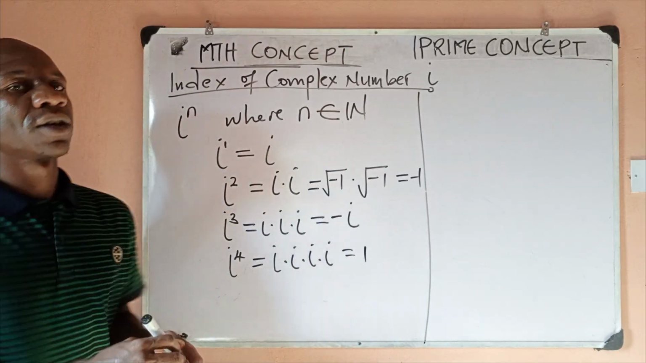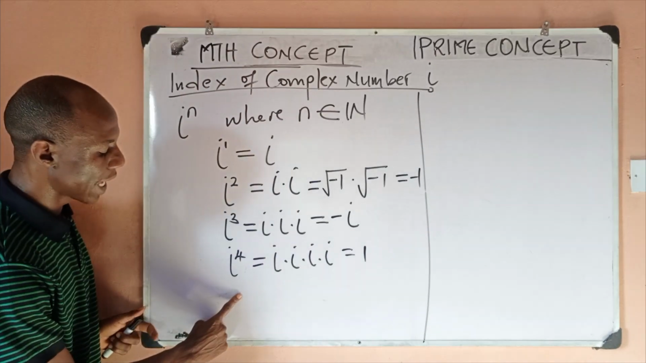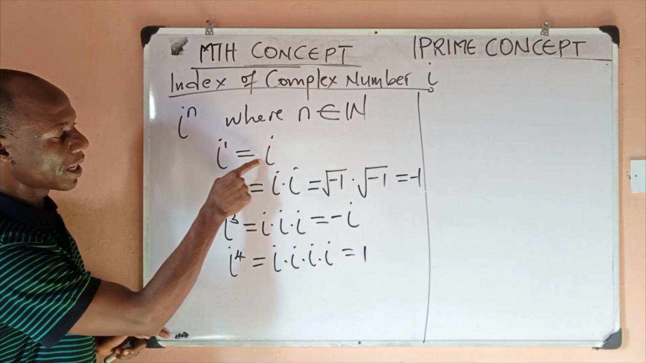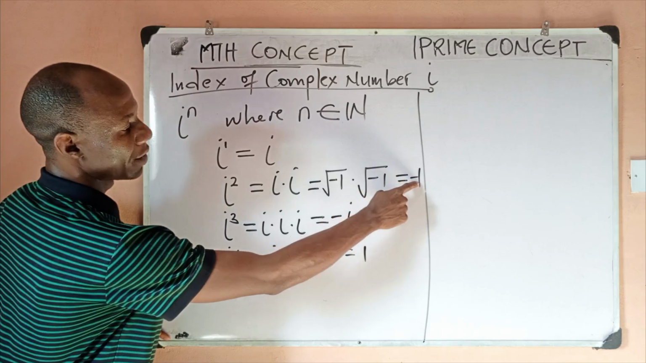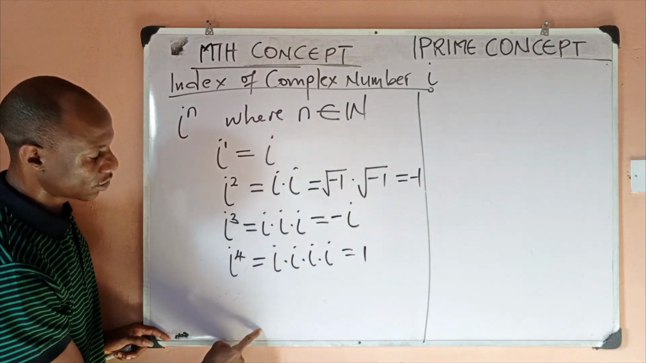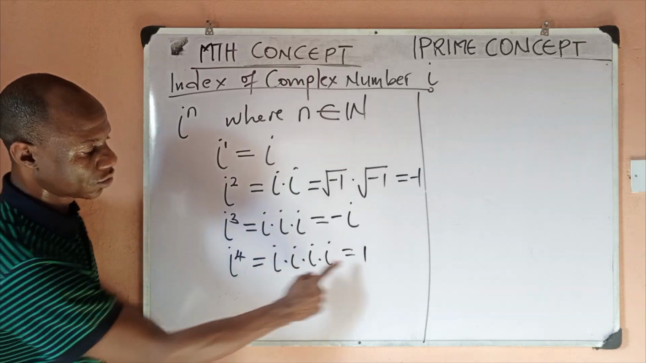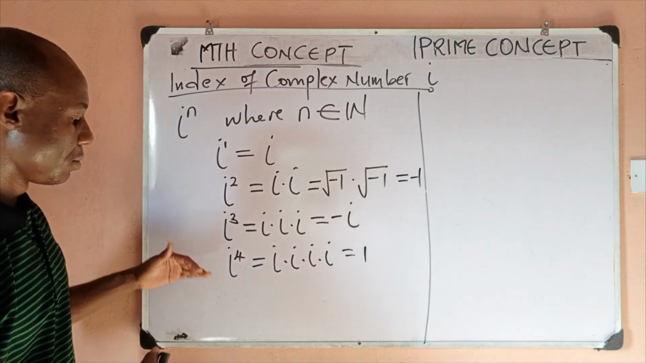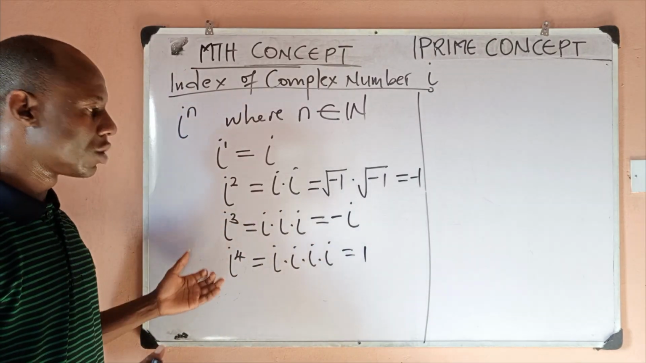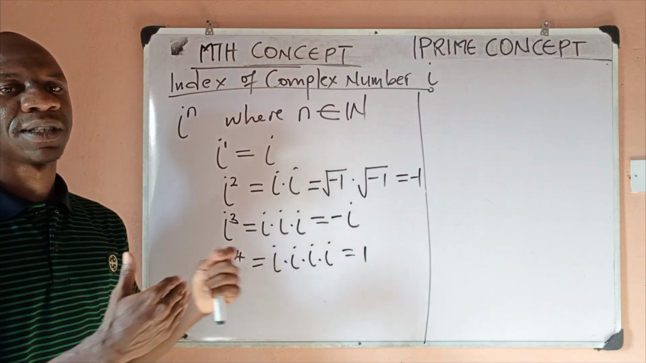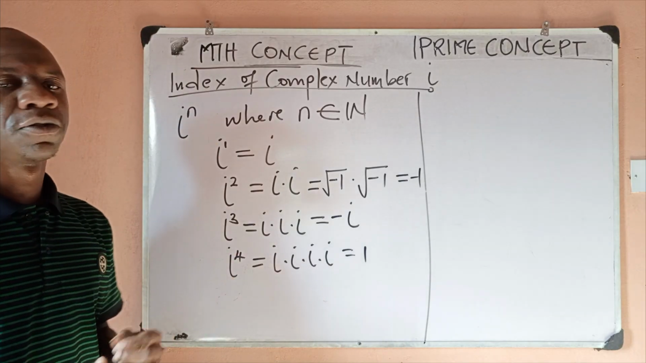This is where I would stop because these powers are periodic, which simply means if I go to i to power 5, it will give me back i. If I go to i to power 6, it will give me minus 1. If I go to i to power 7, it will give me minus i. If I go to i to power 8, it will give me 1, and it repeats. So it means it is periodic for i to power what? 4. So if you know this, then we can use this concept to shorten the solution for every other power that is above 4.